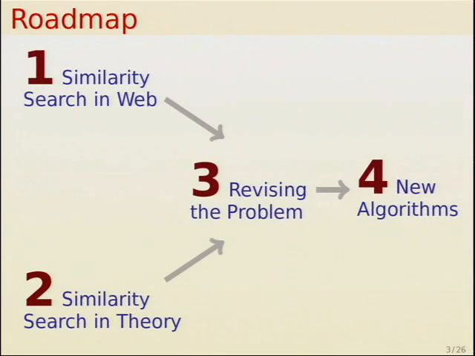So the outline for today's talk has 4 parts. First, I quickly overview what the applications of similarity search are within web technologies. Then I quickly show you what is known in theory. Then I would argue that the model we study in theory is not exactly what we need for practical applications in web. Then we put some new definitions and new open problems, mostly theoretical. And then I show you a couple of new algorithms. That's the plan for today.